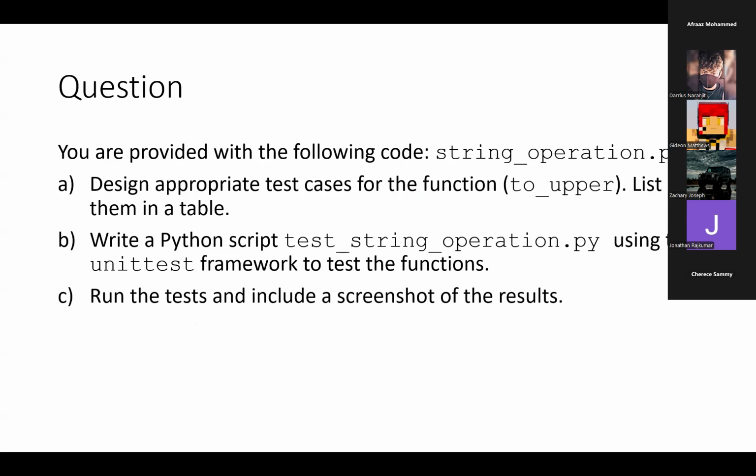So the code will have a function called toUpper, and you have to list test cases in a table. Then you have to write a Python test script. So this is what you have to write. You have to write the Python script test_string_operation.py using the unittest framework. And then finally, you have to run the tests, and then you have to include a screenshot of the results. Okay, so let's see here.